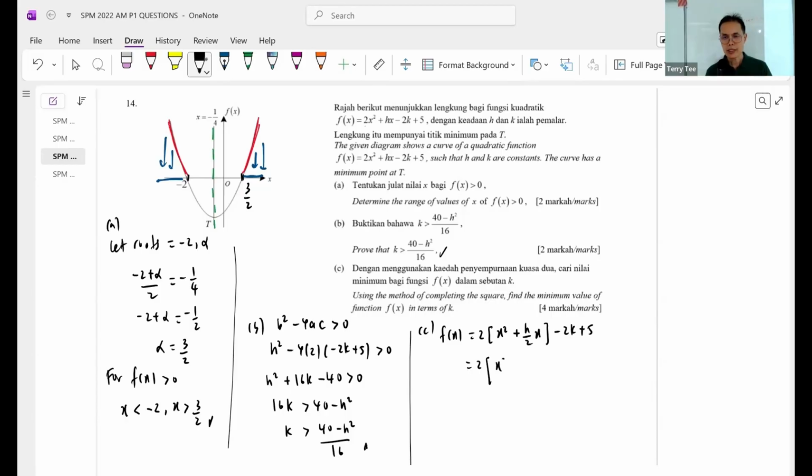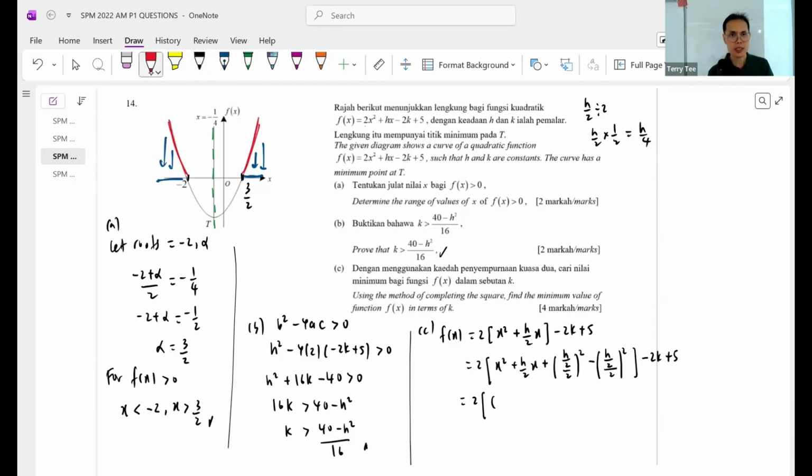Now remember, when you add a number, you must show your working. This is h over 2 divided by 2. I know, very annoying, right? You add first, you square it, you minus the same number, you square it, close bracket, minus 2k plus 5. Okay, for those who are not sure, h over 2, when you divide by 2, is the same as h over 2 times 1 over 2, which gives us h over what? h over 4. So when you complete the square, we can put these 3 together into a single bracket.